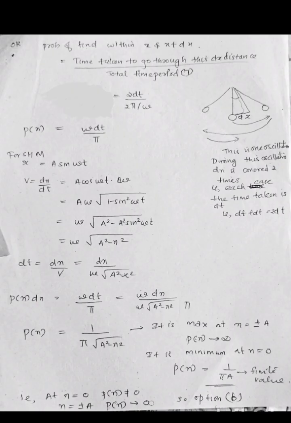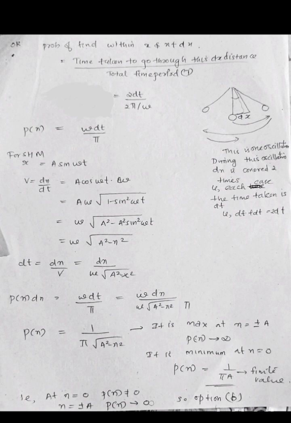And for a simple harmonic oscillator, x is equal to a sine omega t. So velocity v is equal to dx by dt, that is a cos omega t into omega, that is a omega into square root of 1 minus sine square omega t, that is omega into square root of a square minus a square sine square omega t, that is omega into square root of a square minus x square, because we know that x is equal to a sine omega t. So from here we get the value of velocity.